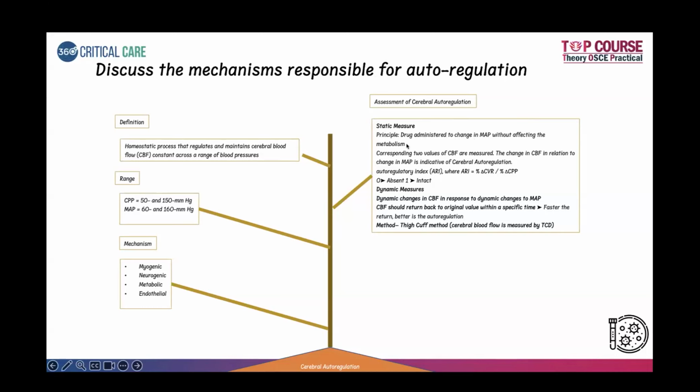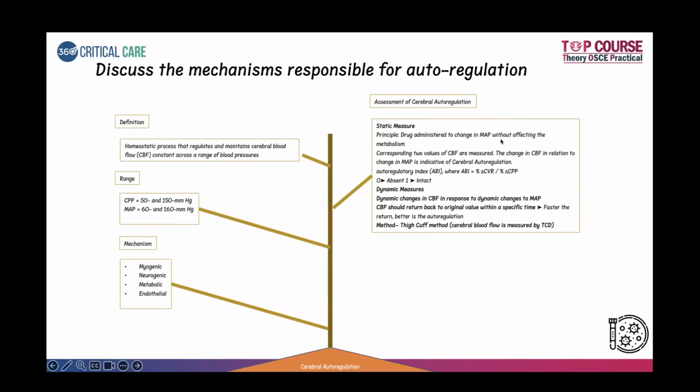So what happens is we give a drug to the patient to increase the MAP, and thereby we look at the change in cerebral blood flow. If the cerebral blood flow is maintained within a range of the mean arterial pressure or systolic blood pressure or the cerebral perfusion pressure, any pressure within a range, then you know that the cerebral autoregulation is intact. But if it is not, then it is not intact.